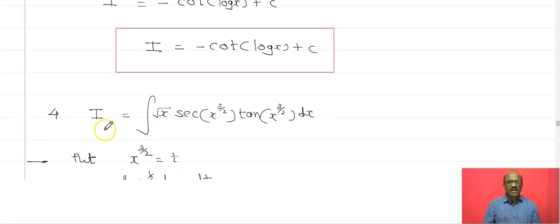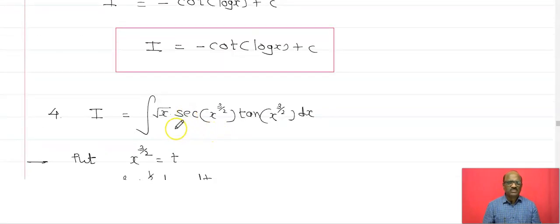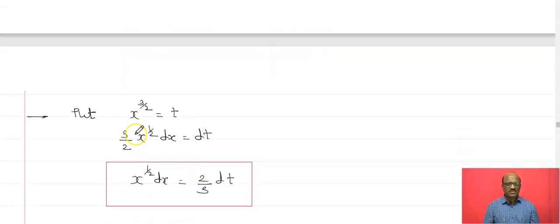Now the next problem, I is equal to integral root x sec x raised to 3 by 2 into tan of x raised to 3 by 2 into dx. Now here we will substitute x raised to 3 by 2 equals t. Here, after observation, we immediately understand that there is root x here and x raised to 3 by 2 here. What will be the derivative of x raised to 3 by 2? The derivative of x raised to 3 by 2 is 3 by 2 into root x, and in this way we can make the substitution and find out the proper integration.